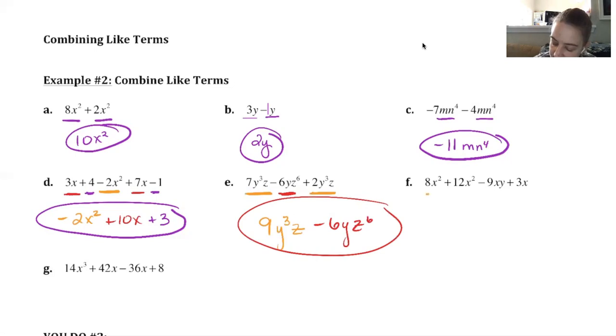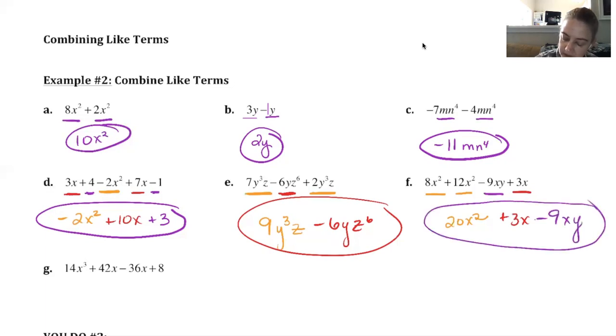In letter F, we're looking for like terms. So I have 8x squared and 12x squared gives me 20x squared. I have a 3x, there's nothing else that combines with. And I have a -9xy, nothing else that combines with either. So there's our answer.